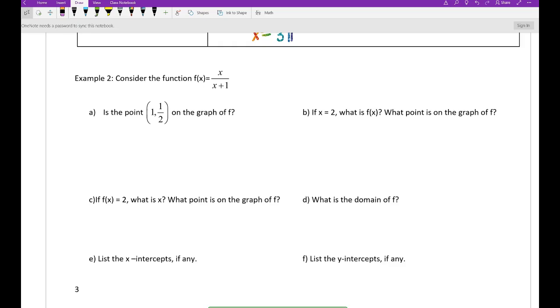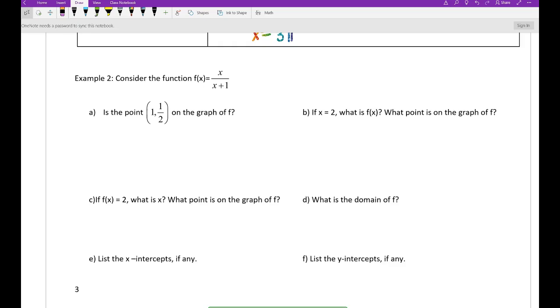Now you're not given a graph anymore. You're just given an equation, a function. How do I know how to answer this question? Is this point on the graph? But I didn't give you a graph. So what is it talking about? I didn't give you a graph. What do we do? Just answer the question.